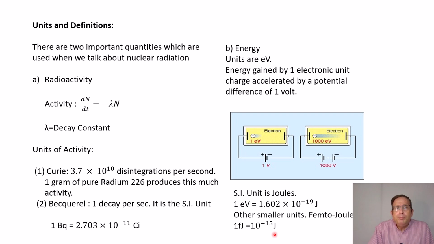So basically here we have defined two different types of units that are used in the study of radioactivity, which are for the radioactivity and the energy.